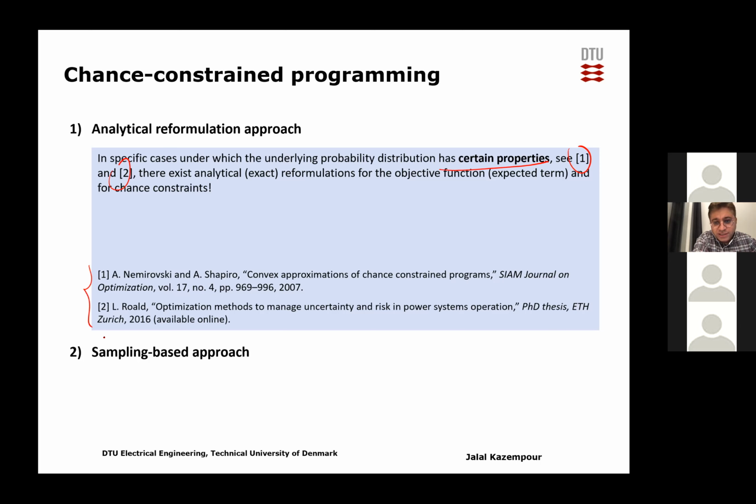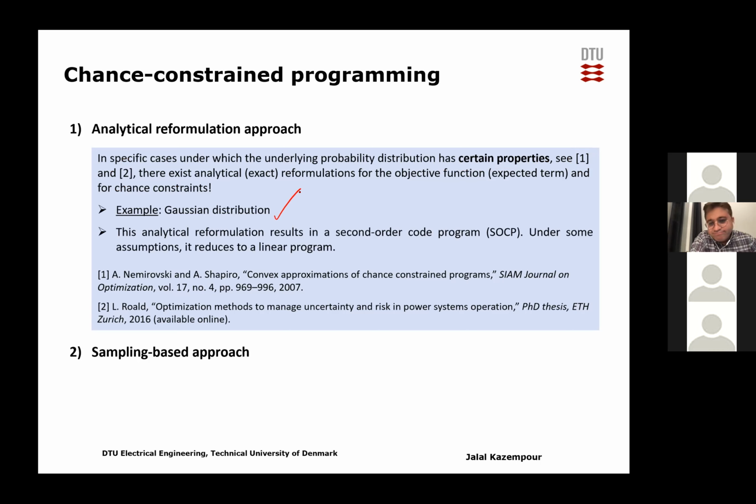Also, you can check the PhD thesis of Lena Roald from ETH. Now she's at the University of Wisconsin. She also applied chance constraint programming to power system problems. So if we have certain properties in our underlying probability distribution, then we can exactly reformulate our chance constraint. We can reformulate it in a way that we can solve it.